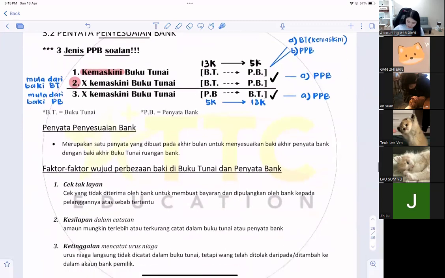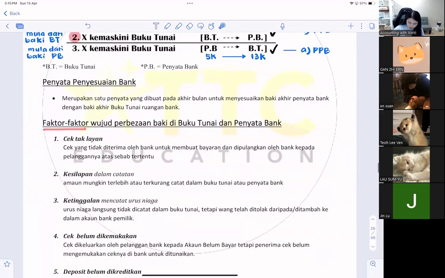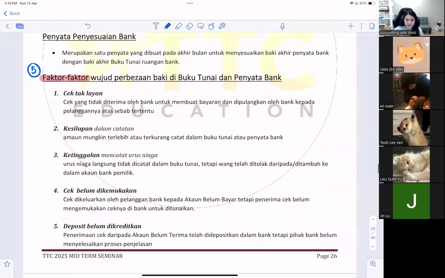Okay, so here we have faktor-faktor wujud perbezaan. Now, in total, how many factors will you learn? 5. It's only 5, okay? No more than that. Now, in these 5 factors, I go from easy to hard, so we go one by one, starting from the easiest one, I think, personally, which is ketinggalan.